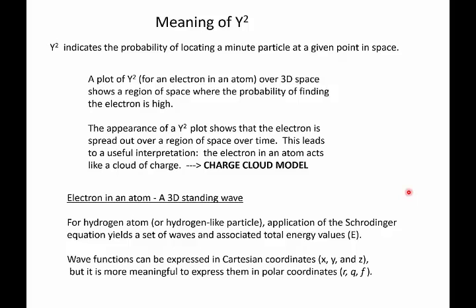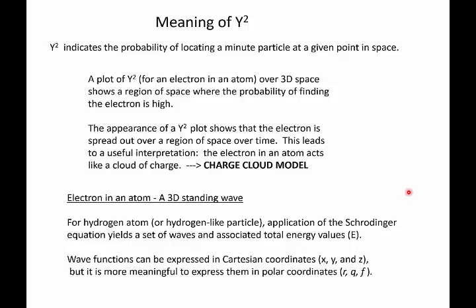The meaning of Psi-squared. Psi-squared indicates the probability of locating a minute particle at a given point in space. A plot of Psi-squared for an electron in an atom over 3D space shows us a region of space where the probability of finding an electron is high.